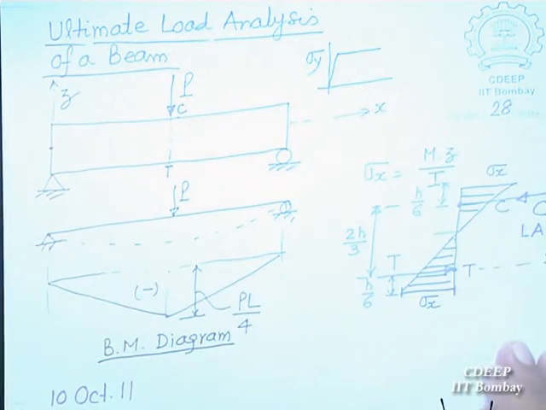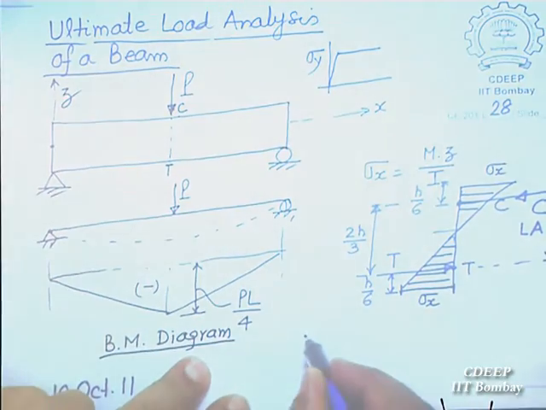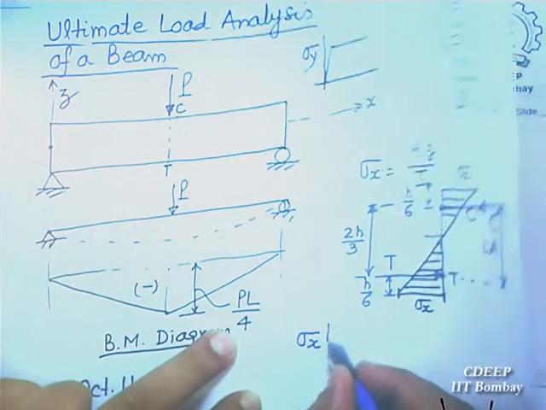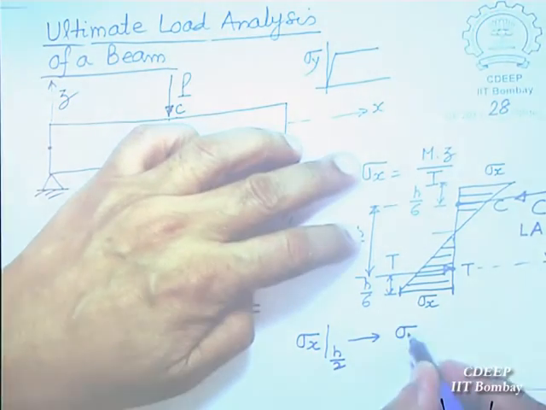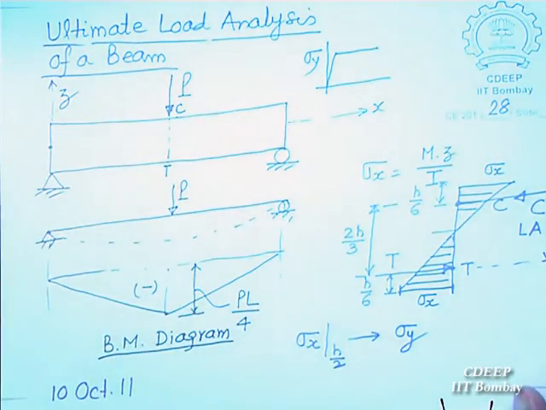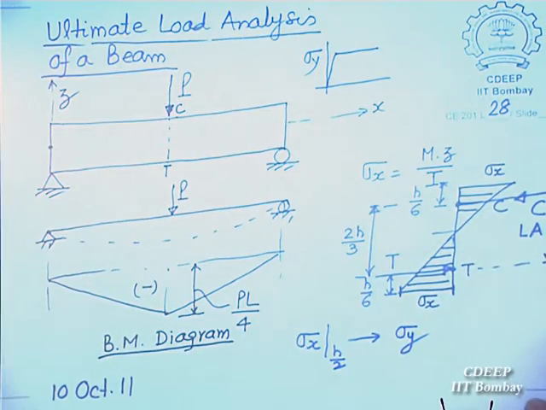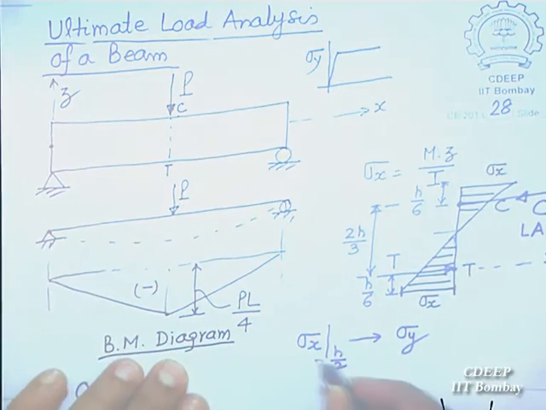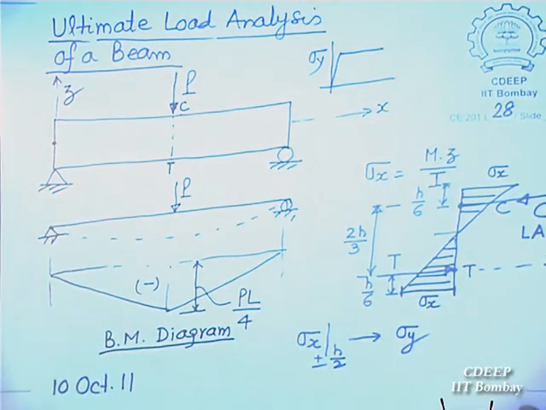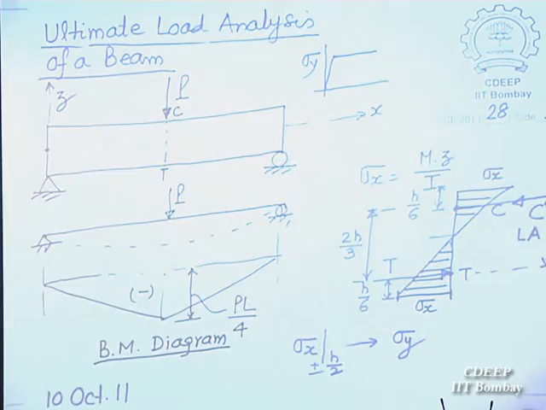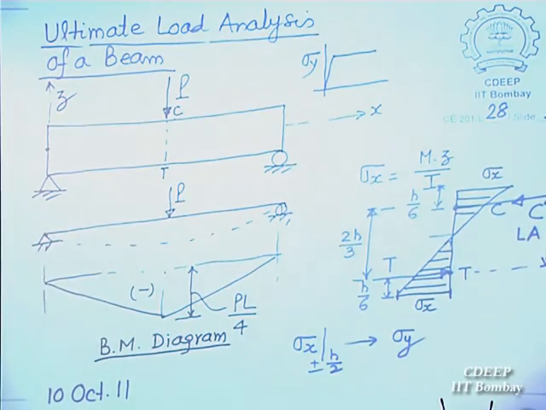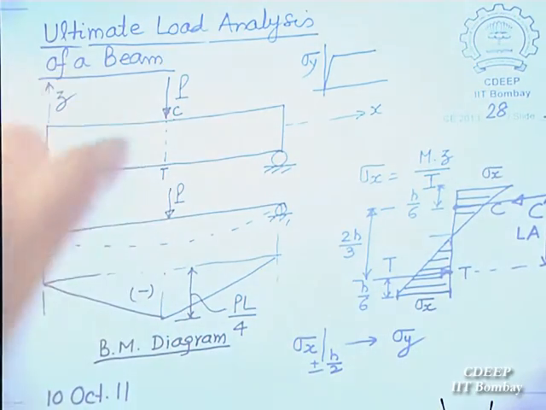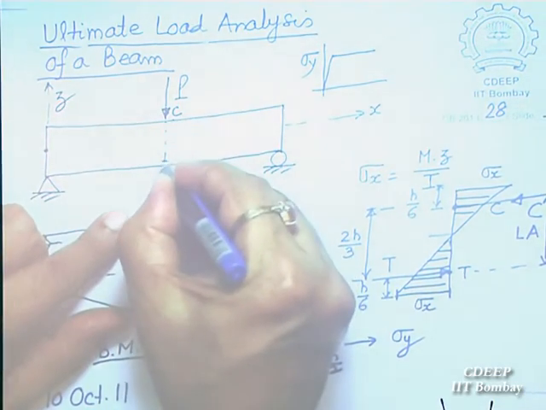A time will come when this sigma x at plus minus h by 2 will reach sigma y, will approach sigma y. Is it okay? Sigma x, because if it is symmetric, it is plus minus h by 2, it will approach sigma y. So what happens then? Then that extreme fiber of this here will become plastic.